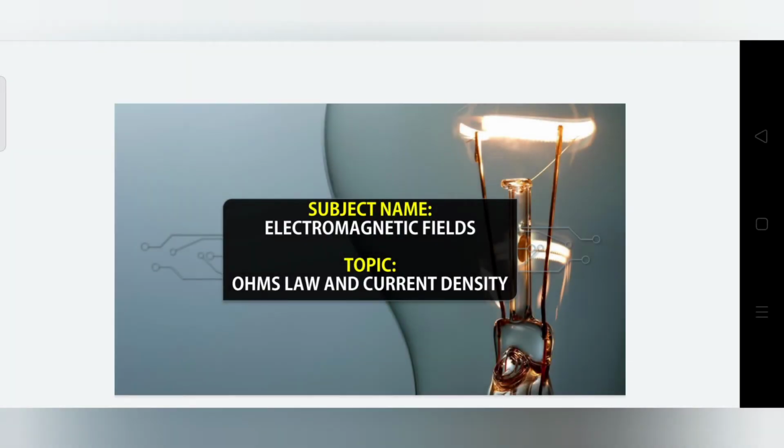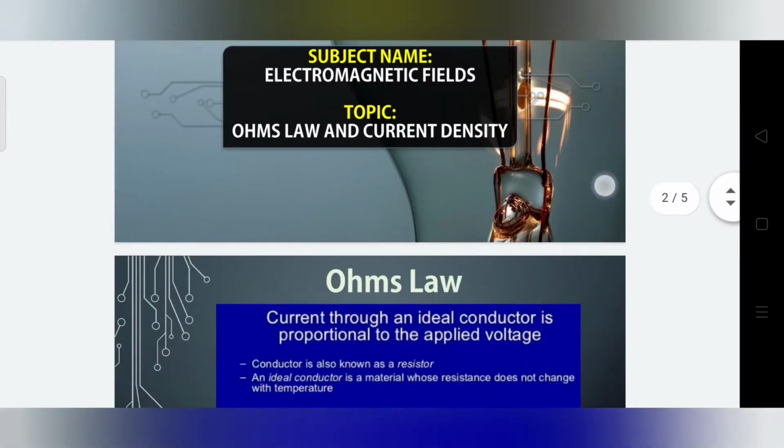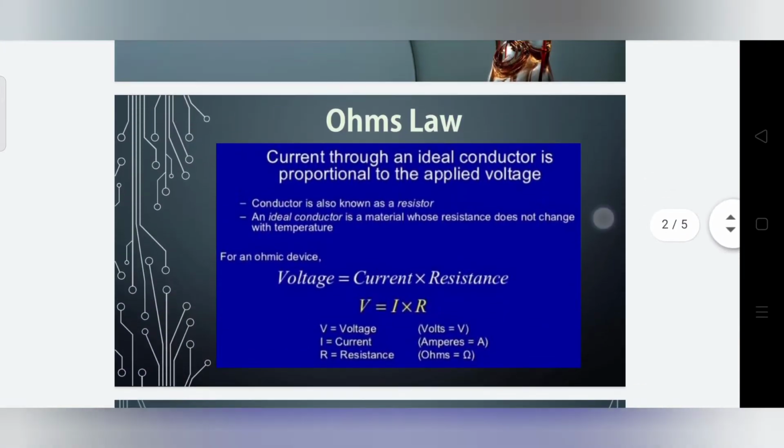In this video, we are going to see about Ohm's law and current density. Ohm's law is nothing but current through an ideal conductor is directly proportional to the applied voltage. Voltage is referred to as V and current is referred to as I. Then Ohm's law becomes V is directly proportional to I.